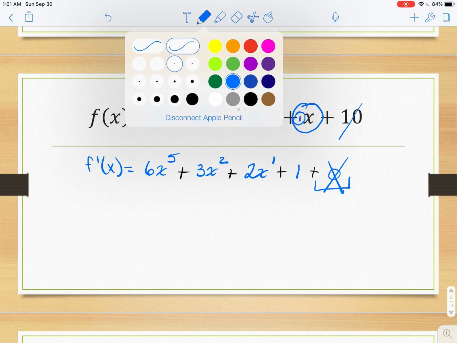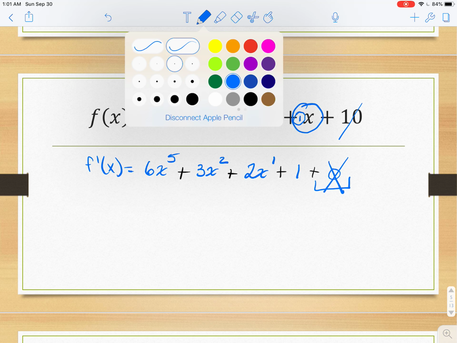Okay? So the next rule in differentiation is the product rule. Let me just give you a quick example. Let's say we have 8x by 6x squared. The product rule is different.